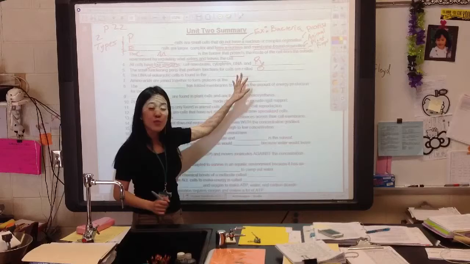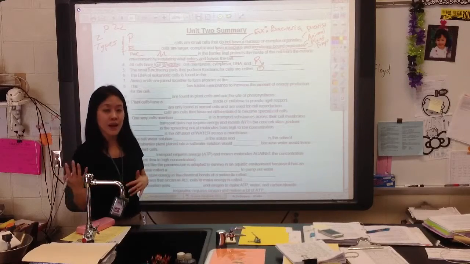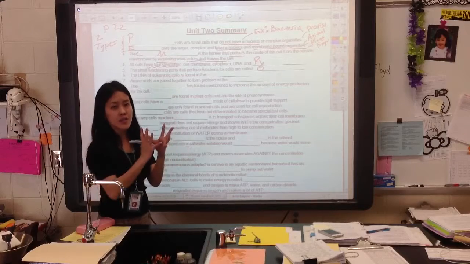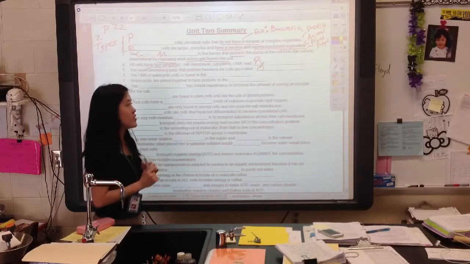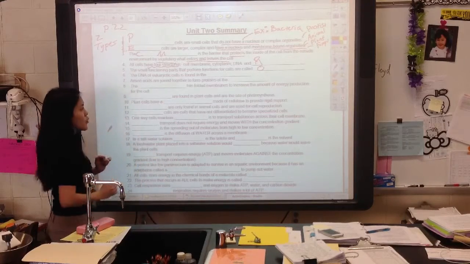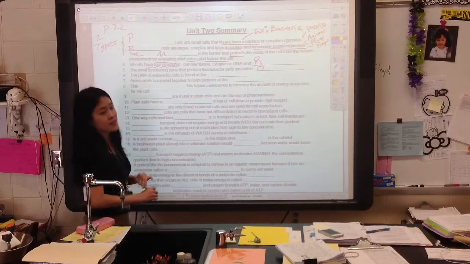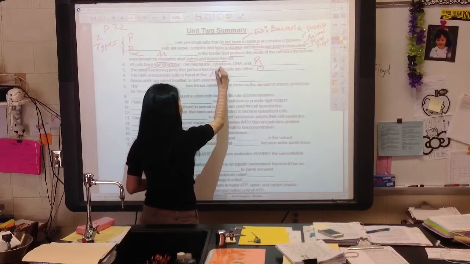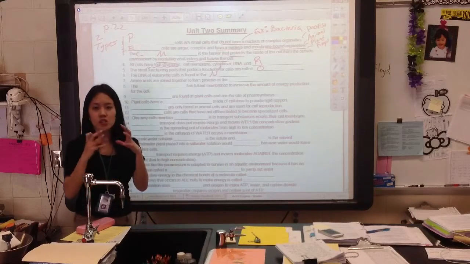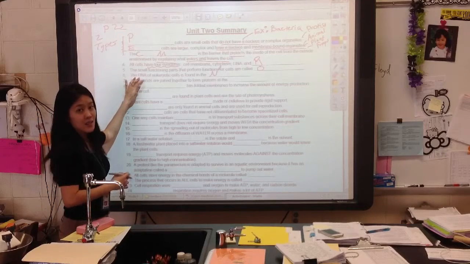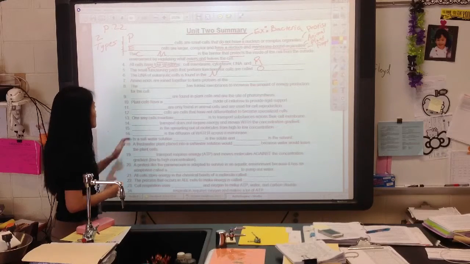Number 5, the small functioning parts that perform functions for cells are called, starts with an O. This would be your mitochondria, chloroplast, ribosomes, nucleus. What are all of those things together called? What are they inside of a cell? Starts with an O. Number 6, the DNA of eukaryotic cells is found inside of the, and it starts with an N. What's that structure that protects the DNA? Okay. Prokaryotic cells don't have this structure.